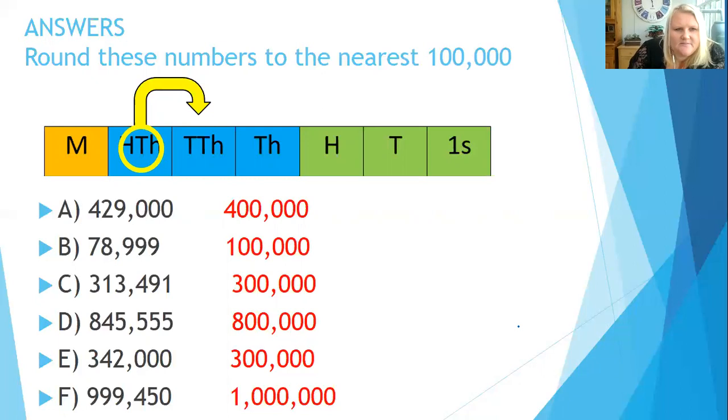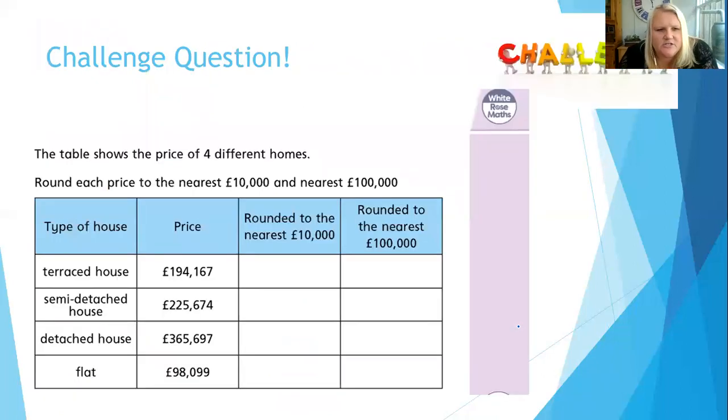Let's see what's next. It's your challenge question. So for today's challenge question, you've been given the prices of 4 different houses and flats, expensive things. And we want you to round each price to the nearest 10,000 and the nearest 100,000. When you've done that, I want you to have a think about which is the most useful number. If you were to actually go and spend all this money on a house, would you want to round it to 10,000 or 100,000? See what the difference is and have a think about what you think. Pause the video when you're ready to go through the answers, unpause.